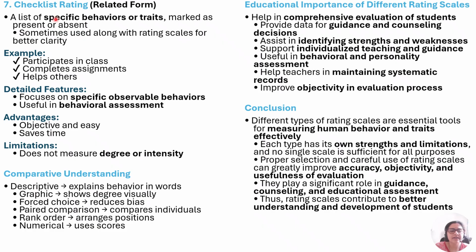Seventh one, checklist rating. A list of specific behaviors or traits marked as present or absent. Just a small, very easy kind of rating. That is, just put a tick mark for specific behaviors or traits if they are present or absent. Sometimes used along with rating scales for better clarity. Example: participates in class, check. Completes assignments, check. Helping others, check. So it is very easy.